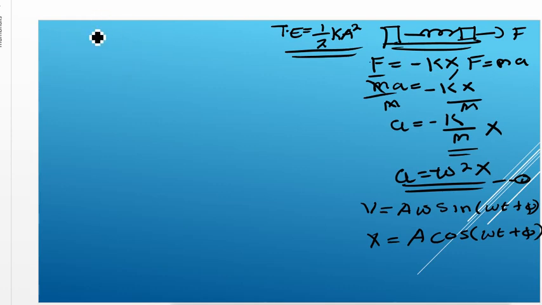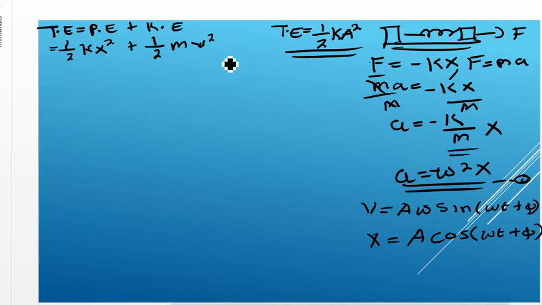So now to come up with that formula, remember that total energy is equal to the potential energy plus the kinetic energy. Now we know that the potential energy is simply 1 over 2 k x squared, plus for the kinetic energy we said that it's going to be 1 over 2 m v squared.